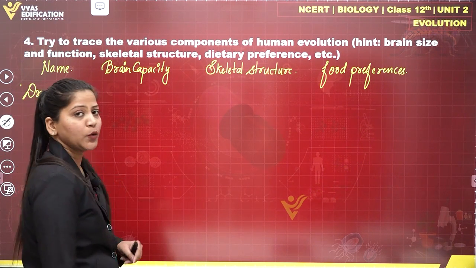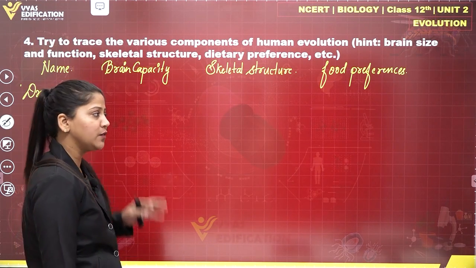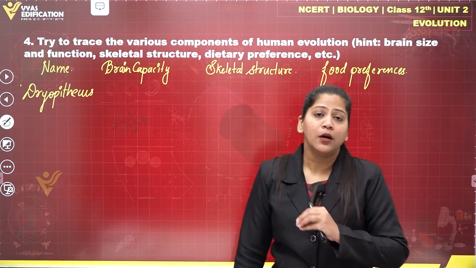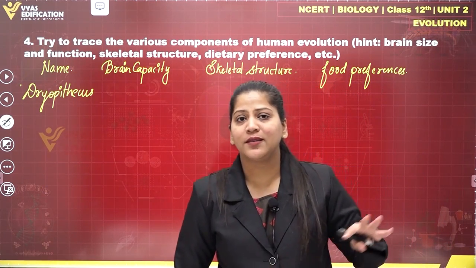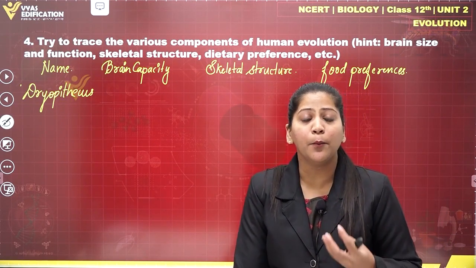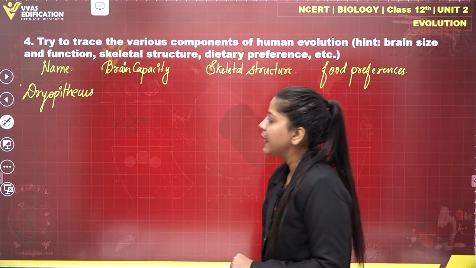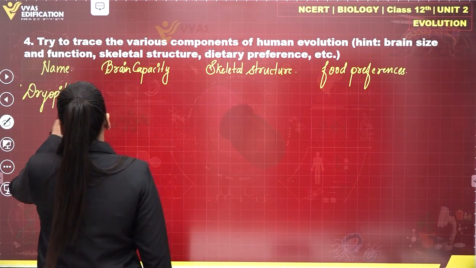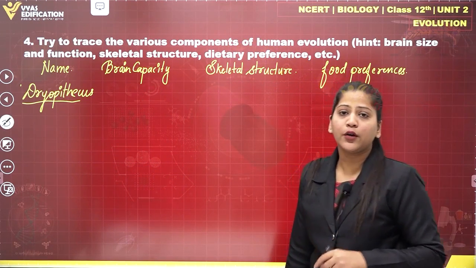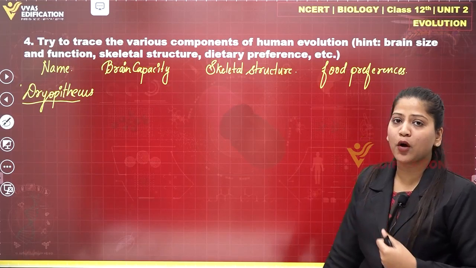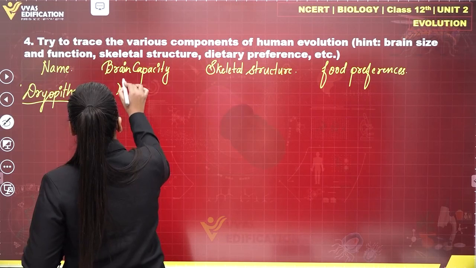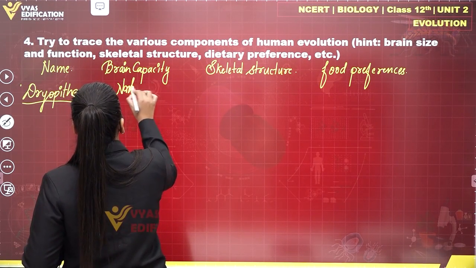If we talk about the brain capacity of Dryopithecus, the first organism that evolved towards the evolution of human, which was more ape-like. Dryopithecus was the first organism to evolve during the process of human evolution. If we talk about brain capacity, the brain capacity of Dryopithecus is not known.